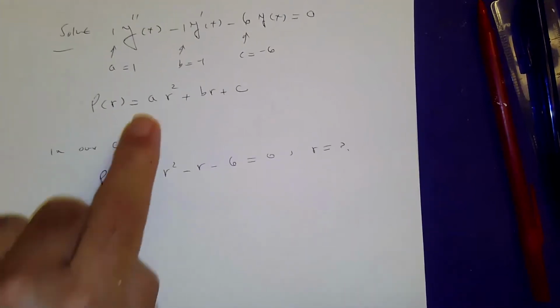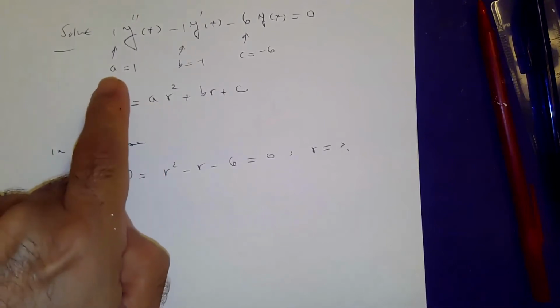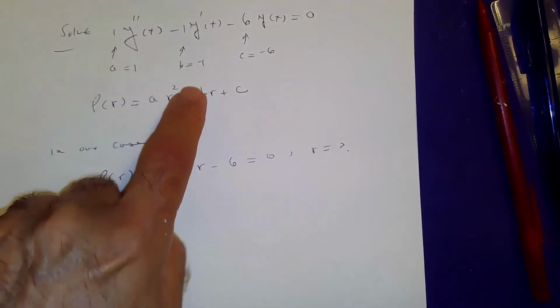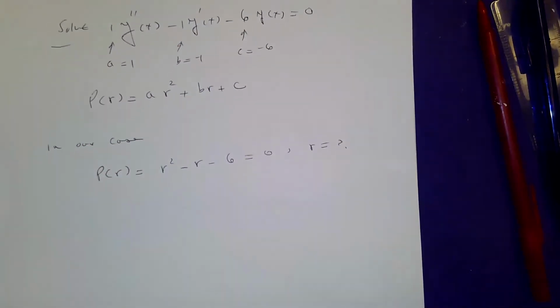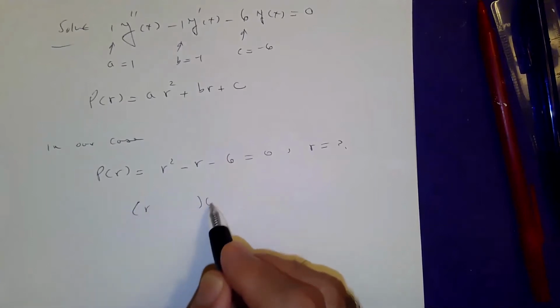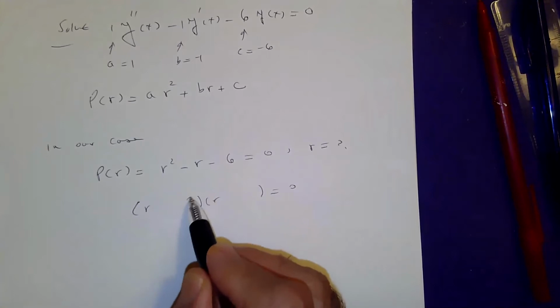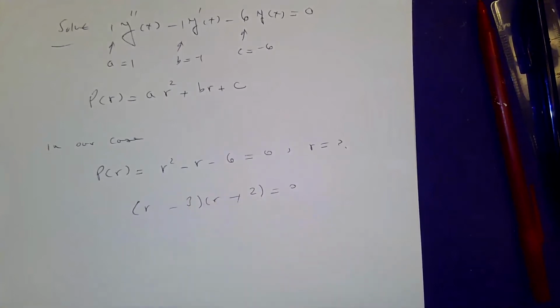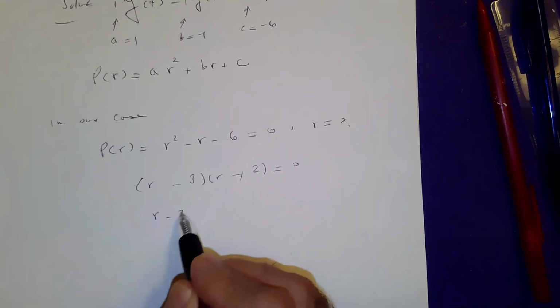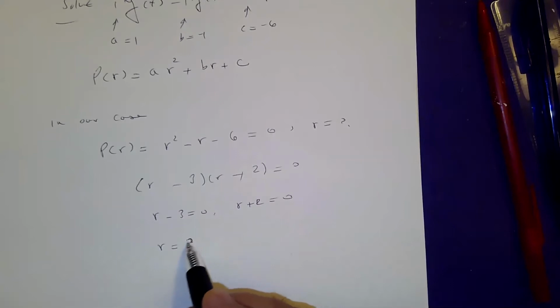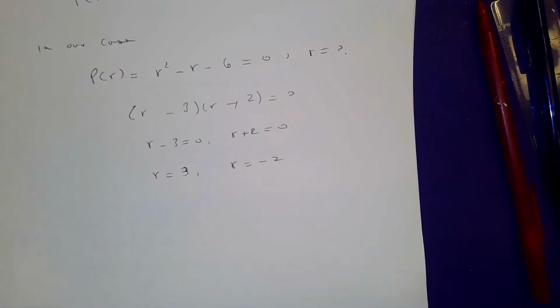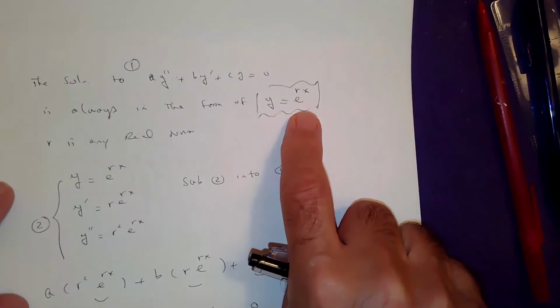This is called the auxiliary polynomial. In my case, a is 1, b is -1, the coefficient of y prime, and c is -6, the coefficient of y. So I can factor this, good old algebra: (r - 3)(r + 2). Therefore, either this factor is equal to 0 or that factor is equal to 0. That means either r is equal to 3 or -2.